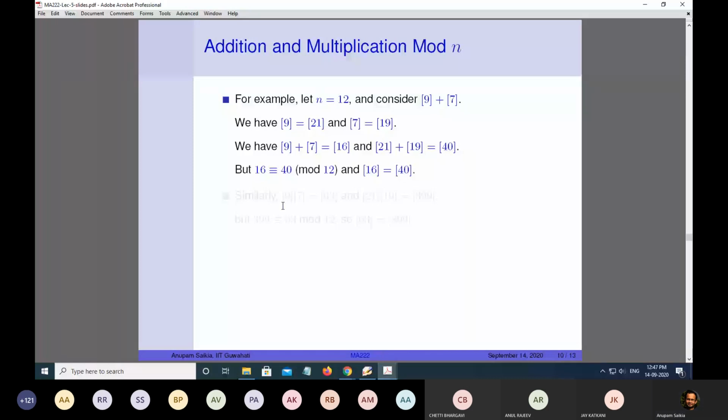Similarly for product, I can multiply 9 and 7 to get 63, and you can multiply with your choice, 21 and 19, and get 399. Still not a problem because 63 is congruent to 399, so their equivalence classes are the same. So we can transfer the notion of addition and multiplication from integers to congruence classes modulo n for any n. You can say the addition on the set of integers induces an addition on congruence classes modulo 12 here, but in general for any modulo. Similarly, multiplication.